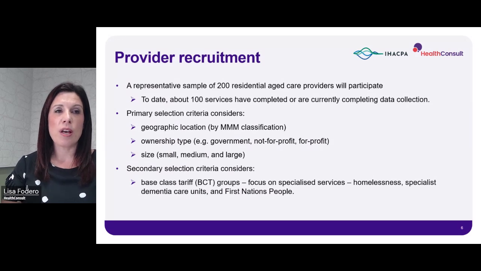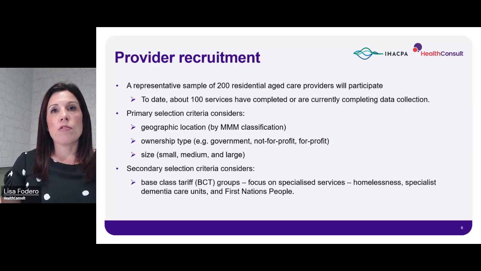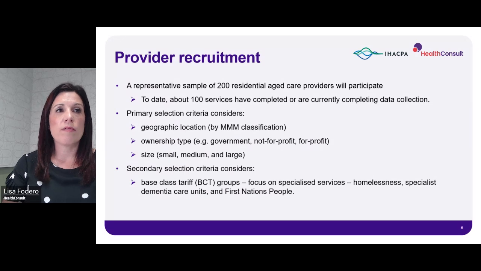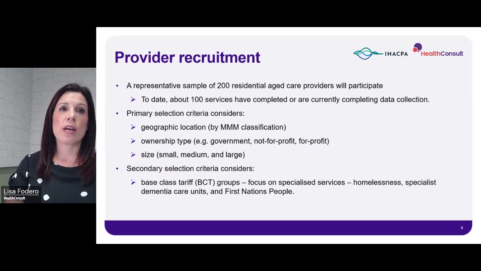We have the last couple finishing within the next week. So we are looking for another 100 providers to sign up. We are looking to recruit to have as much of a representative sample as we can, and we know that primary selection criteria is based around the geographic location.